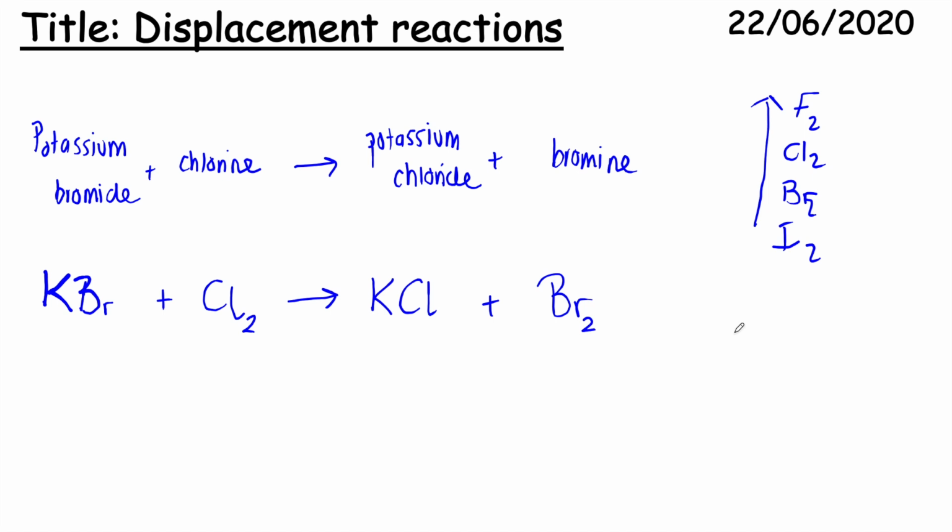Now the one thing that you might have noticed is that this equation isn't balanced. If you have a look, we've got 2 bromines on the right, but only 1 on the left. We're going to have a look at that later on in this PowerPoint to see how to balance these equations. But for now, I just want you to be able to construct symbol equations for these reactions. So we're going to skip it at this stage.